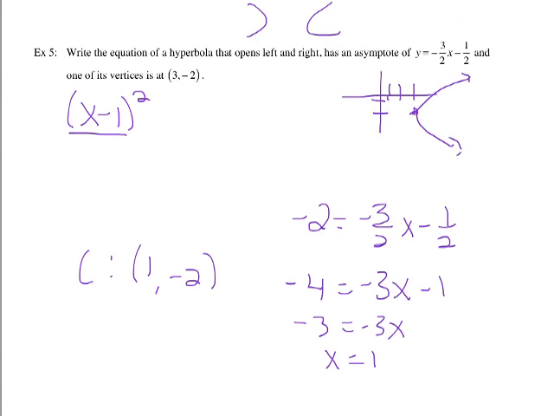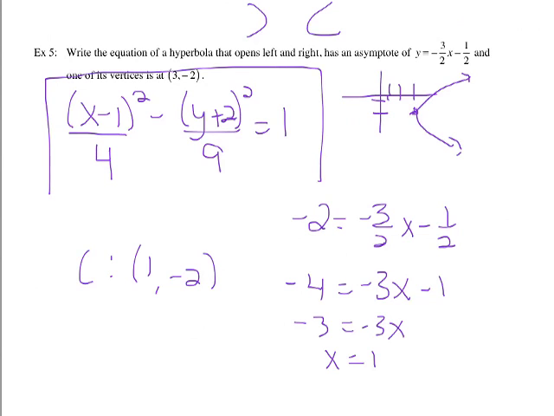squared over something minus (y plus 2) quantity squared over something. That has to equal 1. Well, if the slope is 3/2 or negative 3/2, under the y is 3 squared, so that would be 9. And under the x is 2 squared, and that would be 4. So this would be the equation of the hyperbola given that information.